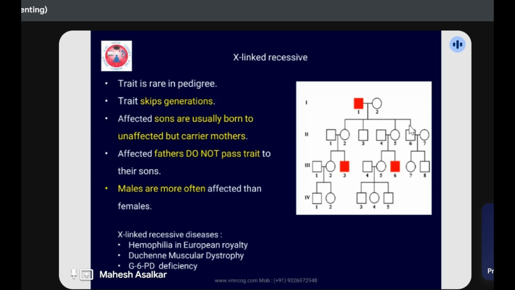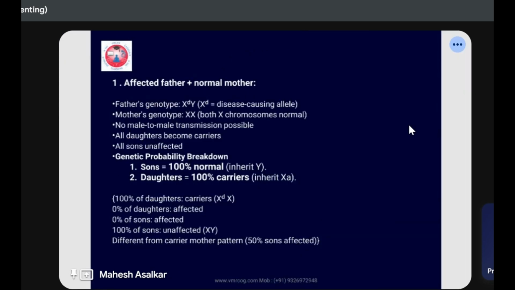So, examples of the disease are hemophilia, Duchenne's muscular dystrophy, and G6PD deficiency. Okay, so let's see this particular. In X-linked diseases, there are three different scenarios which can happen. You can have an affected father and a normal mother. Okay, so there can be a question on this.